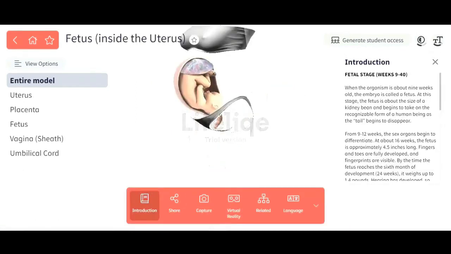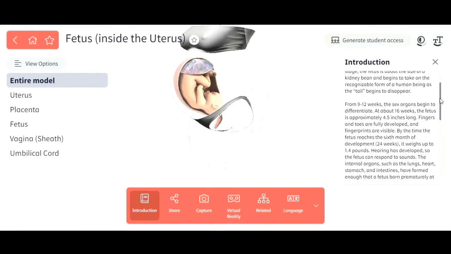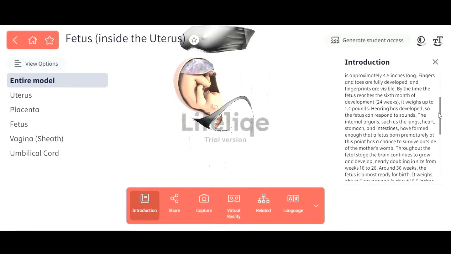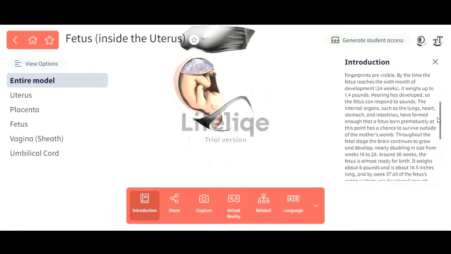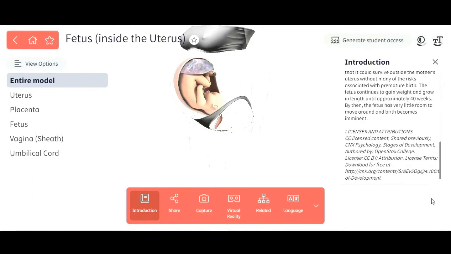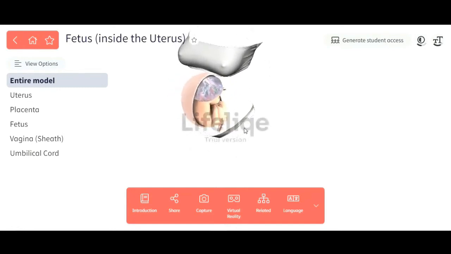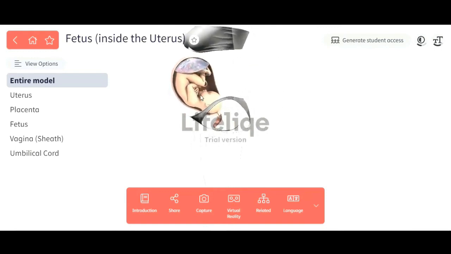Next, we have fetus inside the uterus. Fetal stage, week 9 to 40. So, in the fetus inside the uterus, you can see there are uterus, placenta, fetus, vagina, and umbilical cord. In the picture, we can see the fetus staying inside the uterus with their mother, and there is the introduction that we can read in our video. So let me tell you, start from the entire model. In the entire model, we can see all of the parts that are inside of the uterus.